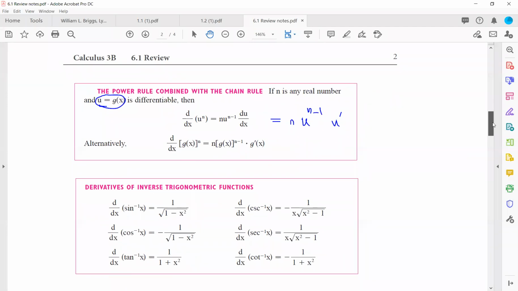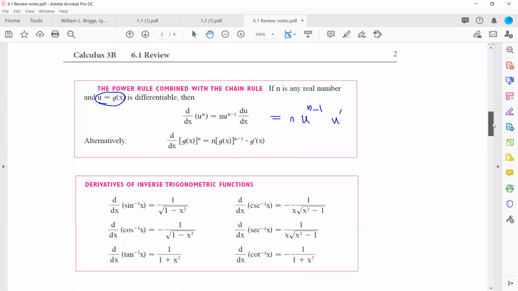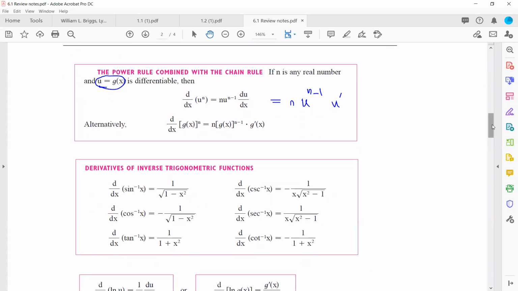Some important inverse trig functions. The derivative of inverse sine with variable x is equal to 1 divided by the square root of 1 minus x squared. The derivative of the inverse of cosine is minus 1 divided by the square root of 1 minus x squared.